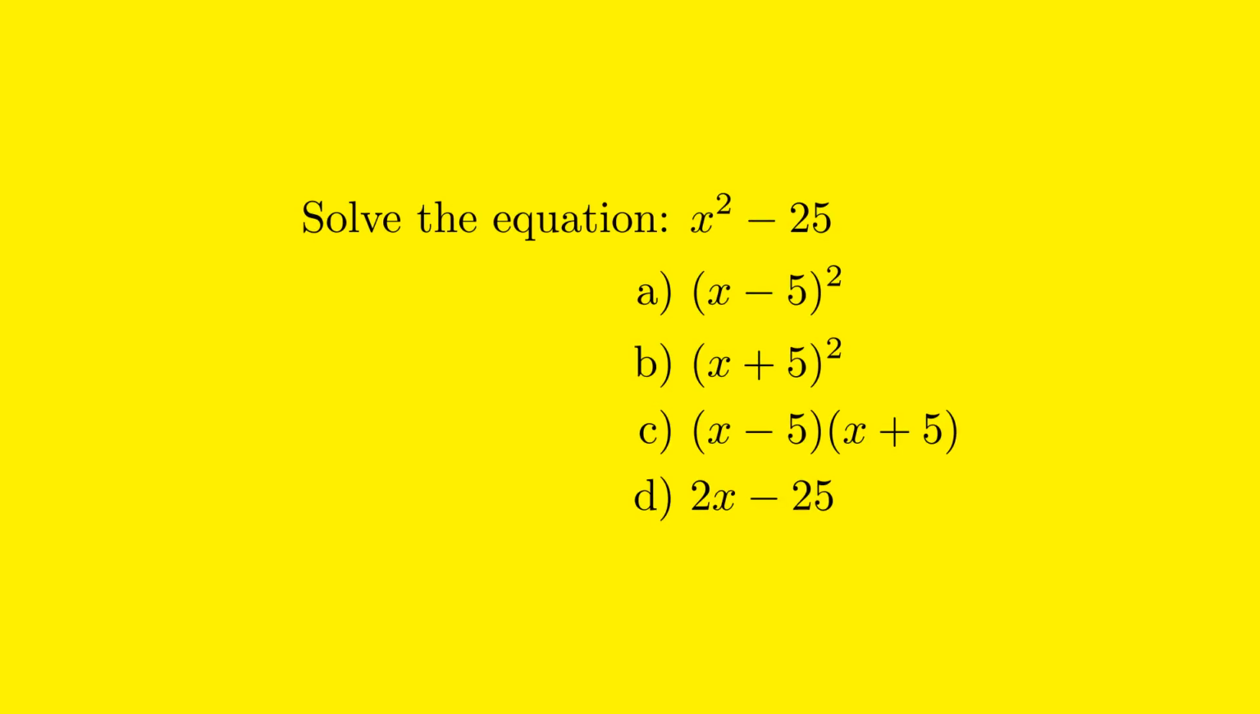In this video, we will be exploring the problem of x squared minus 25, and looking at its possible solutions. Pause the video here and try to solve the problem for yourself. The options are A, x minus 5 squared, B, x plus 5 squared, C, x minus 5 times x plus 5, and D, 2x minus 25. Good luck!